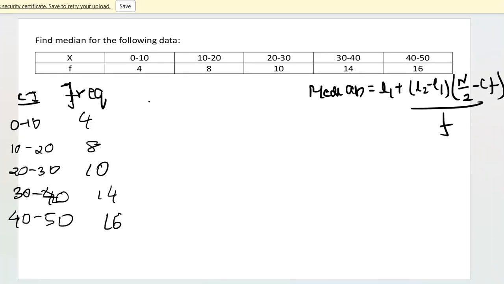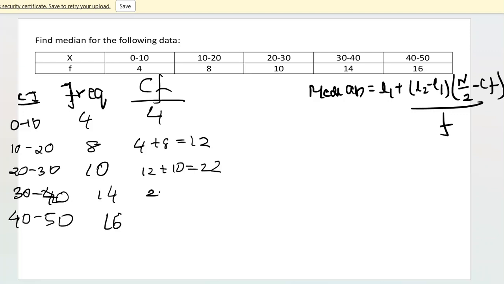Now we also calculate something called cumulative frequency. In cumulative frequency, the first value will always be 4, the next value will be 4 plus 8, which is 12, the next value will be 12 plus 10, which is 22, then 22 plus 14, which is 36, and 36 plus 16 will be 52.